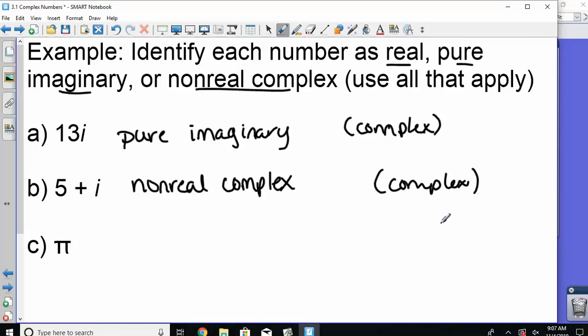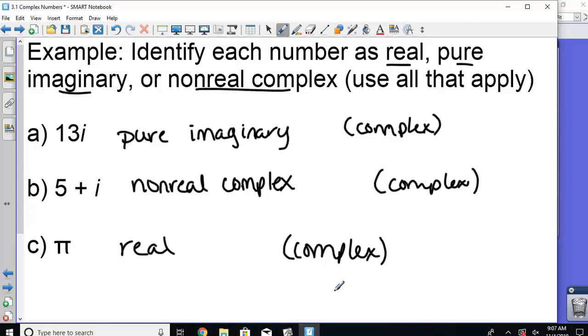What would you call pi? That is a real number, and it is also considered complex. It doesn't have an i with it, but every number I give you is a complex number. Any questions there? Yes, ma'am. None of the ones we will look at. Everything we look at is a complex number.